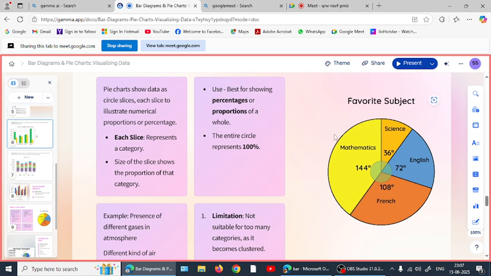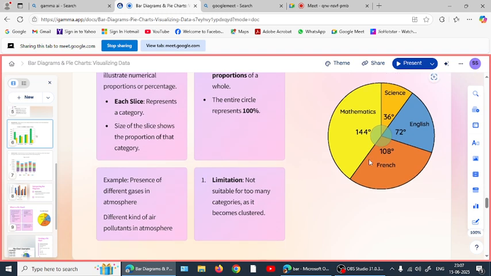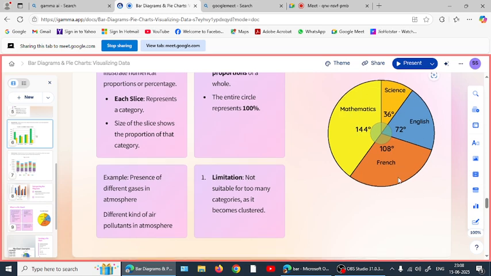The entire circle gives 100%. When we add everything we get 100%. That is how we use pie charts. And pie charts have one limitation: we cannot give too much information in them. They will look very clumsy. That is the only limitation we have.